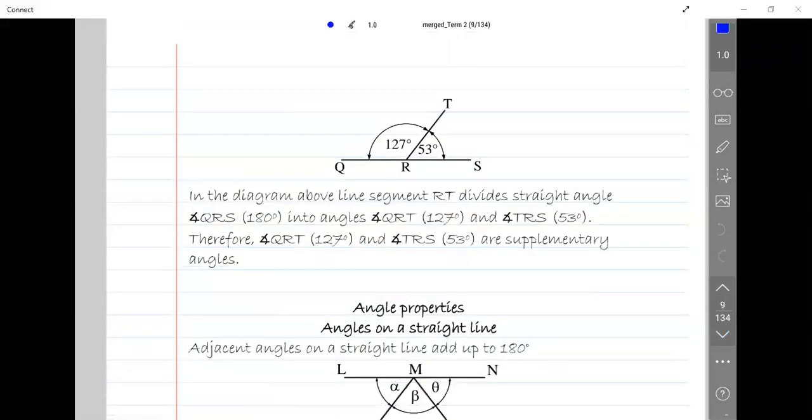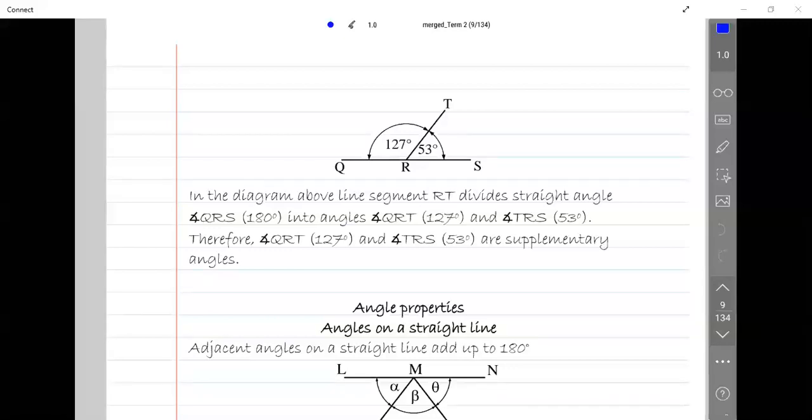So in the diagram above, line segment RT divides the straight angle QRS into angle QRT, 127 degrees, and angle TRS, 53 degrees. Therefore, angles QRT and TRS are supplementary angles. Supplementary angles are two angles that add up to 180 degrees.